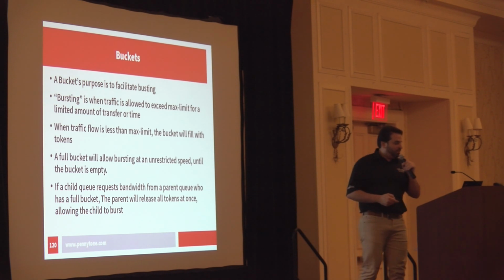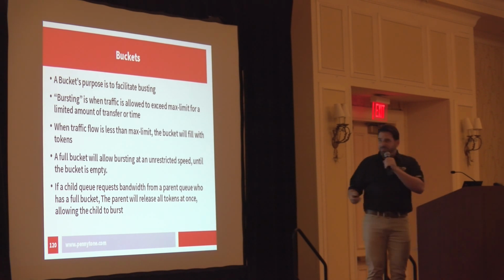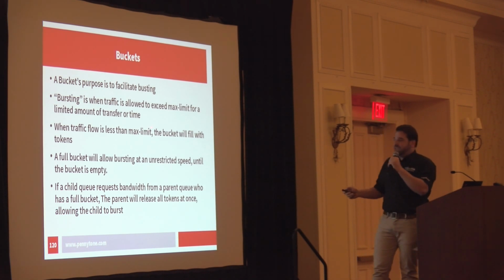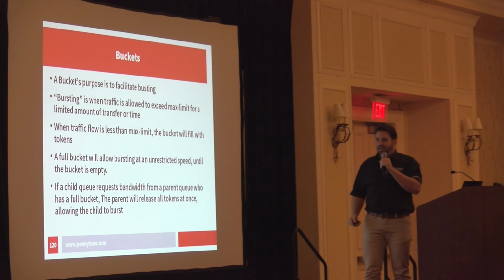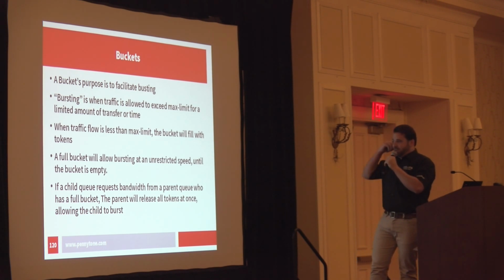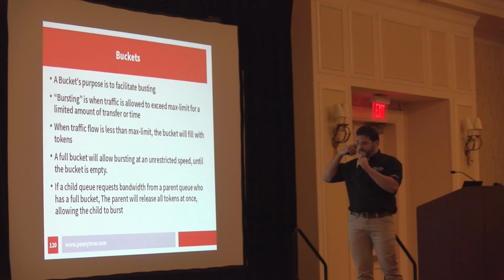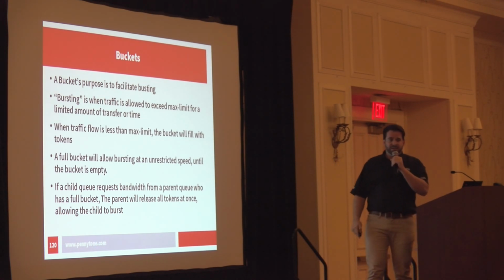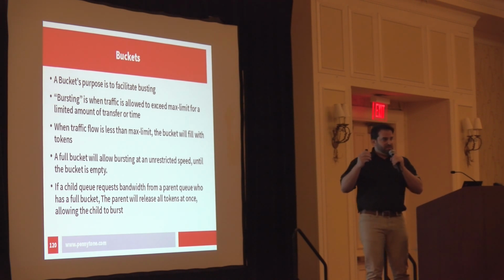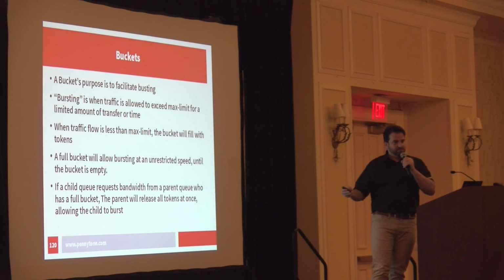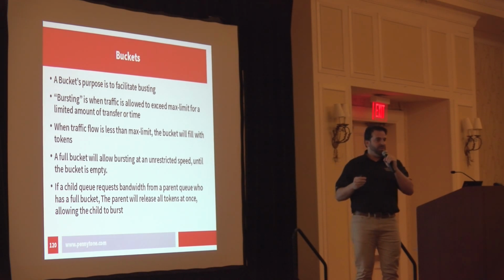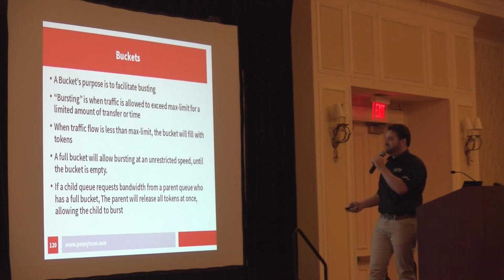And I'll explain that. So when traffic flow is less than the max limit, the bucket for that queue will start to fill with tokens. And a full bucket will allow bursting at an unrestricted speed until the bucket is empty. All right? And remember, buckets are filled with tokens. Tokens are what allow queues to dequeue. If there is no token, packets start to queue up. When tokens or bandwidth becomes available, tokens will be able to dequeue packets from a queue.